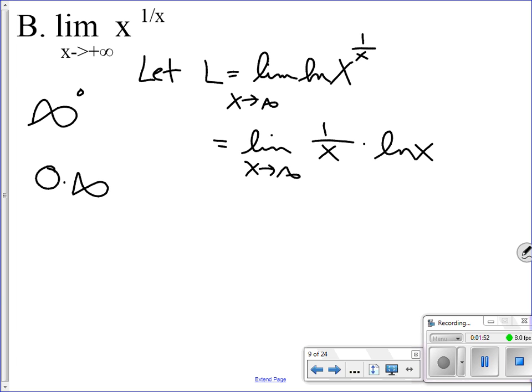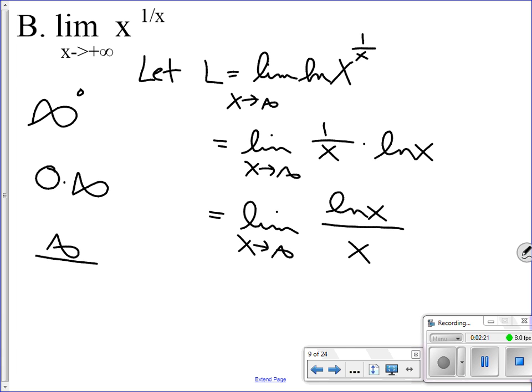Yes, we rewrite it as a quotient. Now, which one do you want to keep in the numerator? So what we do for that indeterminate type, we take the limit, we keep one of the factors, and we divide by the reciprocal of the other. So now what indeterminate form do we have? That's infinity over infinity. Now we've got that indeterminate form. What do we do? L'Hopital.